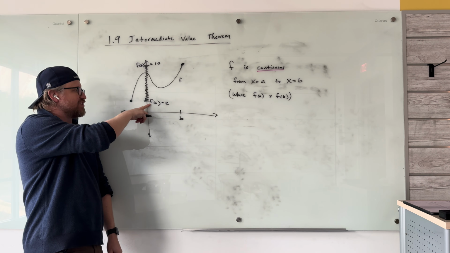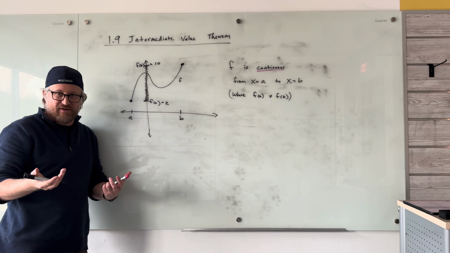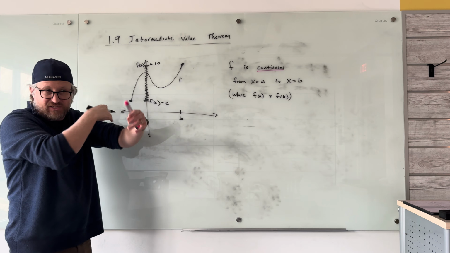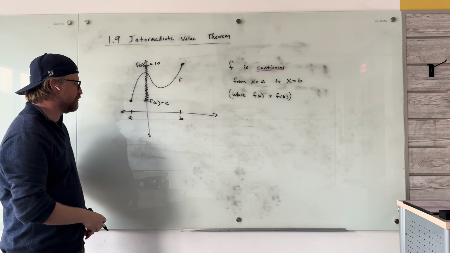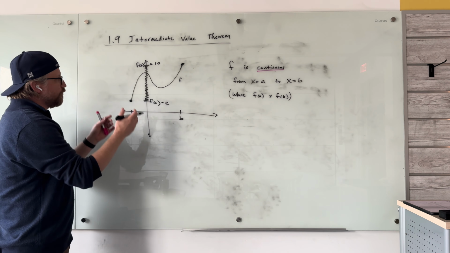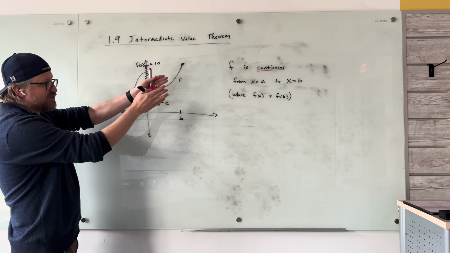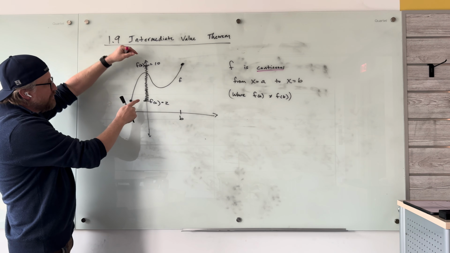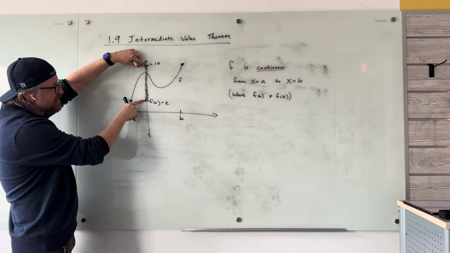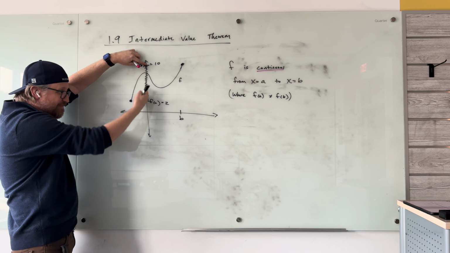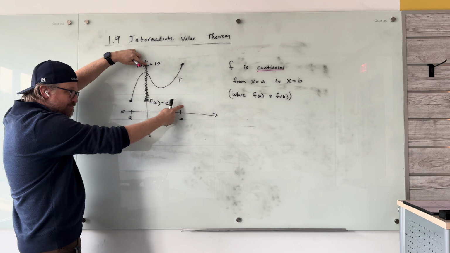Because if I was able to skip one of these y values, then I have a discontinuity. But I can't have a discontinuity. The whole thing is continuous. That's why I was emphasizing that so much. So what the intermediate value theorem says is that if I have this setup, then my function hits every middle value, or intermediate value, in between A and B.